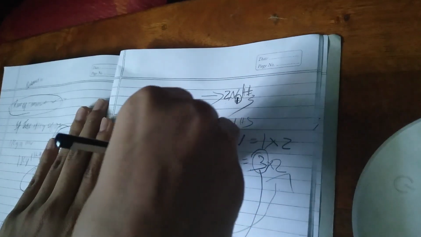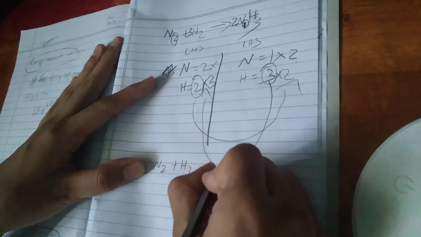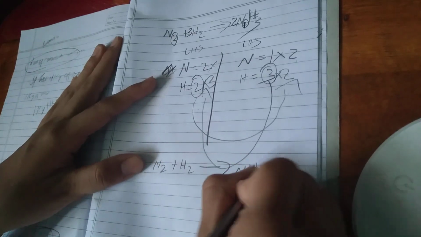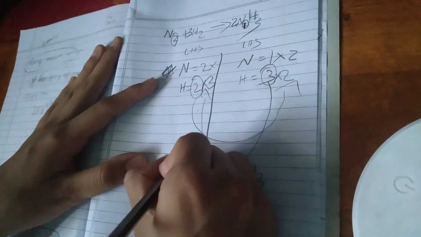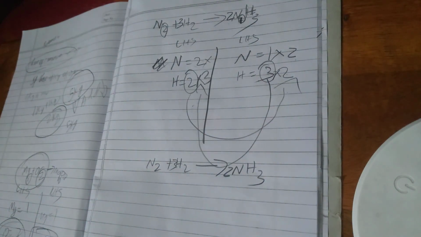So now we have to multiply 3. So let's put 3 here. So the newly written equation is N2 plus 3H2 gives 2NH3. So this is how it is balanced.